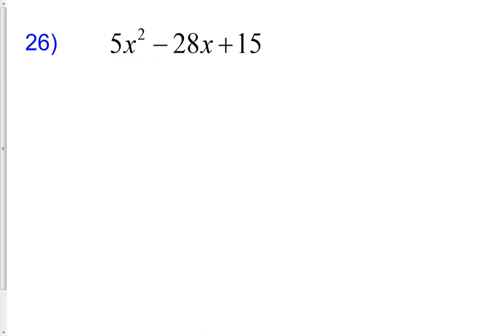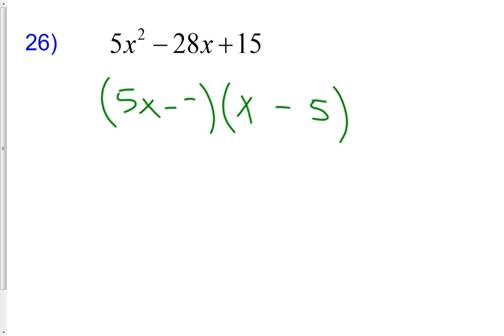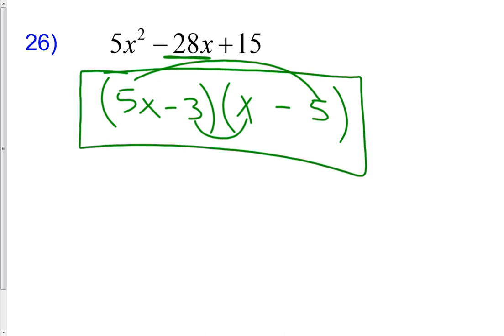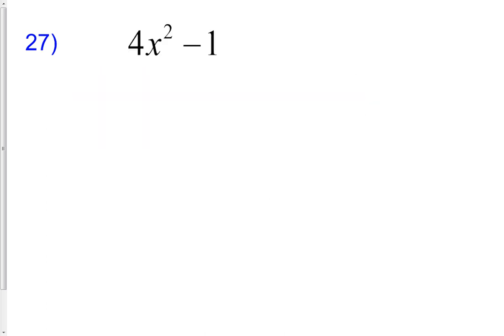So from now on, I won't maybe check these. I expect you guys to do that on your test to make sure you get the right answer, but we'll just go through this quick here. 5x times 1x is 5x squared. And a negative 5 times a negative 3 is a negative 15. Here's a negative 25 minus 3. There's your negative 28x. So there's the correct answer for question number 26.